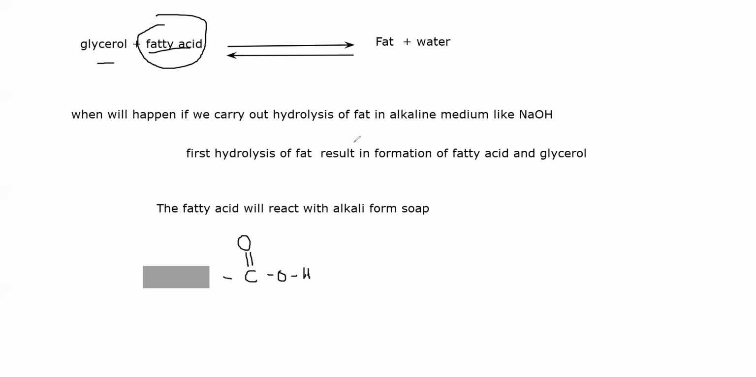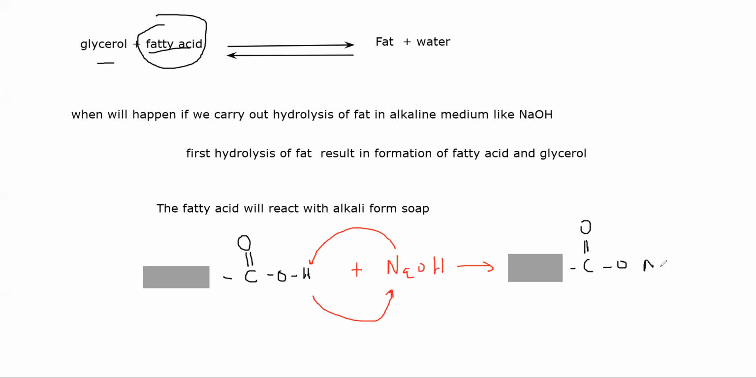So what happened? This fatty acid will react with sodium hydroxide. When it reacts, it's a neutralization reaction. So sodium will take the position of hydrogen, and hydrogen will take the position of sodium. So this will result in the formation of C double bonded with O and Na, plus H2O. And what is this C double bonded with O and Na? That is actually the formula for soap.